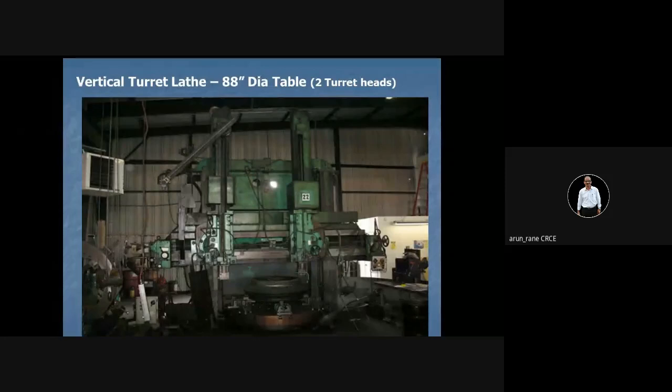Otherwise, normally, this has two turret heads, this is one head and this is another head. So where the quantity is less, we don't use it. Even where the quantity is more, we don't use it, because the machine is not that accurate.